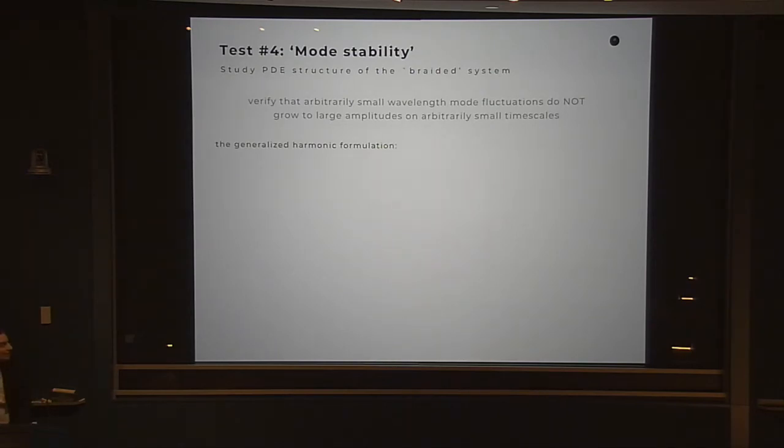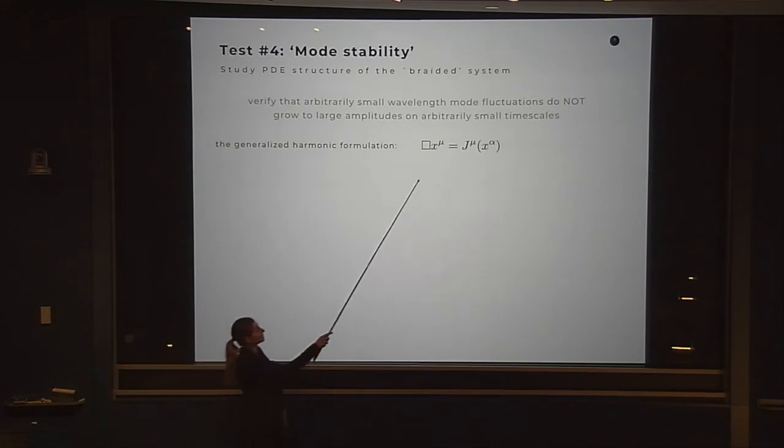for cosmologists, so familiar formulation, and go over to a formulation that is very familiar to relativists, both mathematical and numerical. And this is the so-called generalized harmonic formulation.